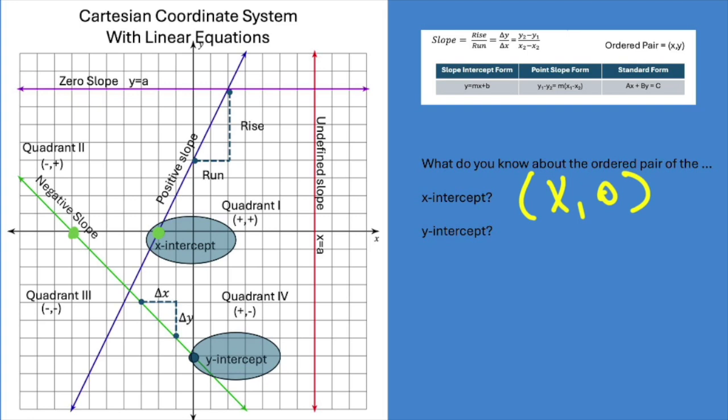What about the y-intercept? Let's come down here. Your y-intercept right there, what is that ordered pair? Let's count it. 1, 2, 3, 4, 5, 6, 7. -7. What's my ordered pair? 0 and -7. Okay? Let's think about this. If the x-intercept has an x value and a 0 for the y, what do you think is going to happen for the y-intercept?